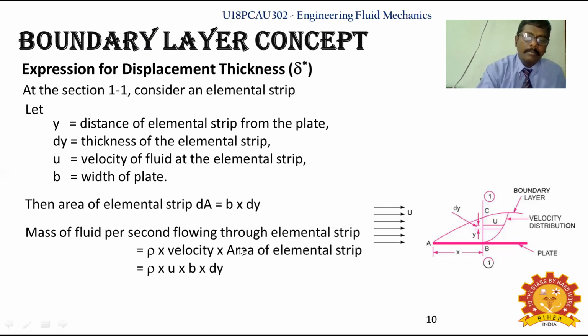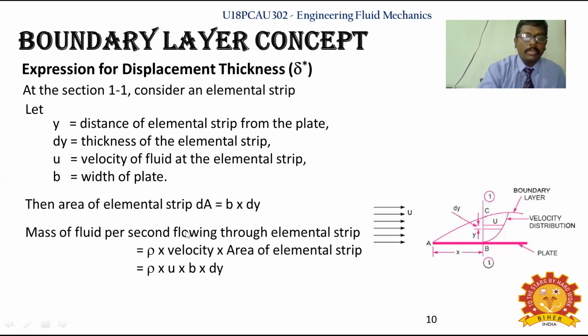So what will happen then? Meter square is here, and you will have meter per second, so you will have meter cube per second. And kilogram per meter cube, the meter cube gets cancelled, which means you will get kilogram per second. Kilogram per second is the mass of fluid per second.